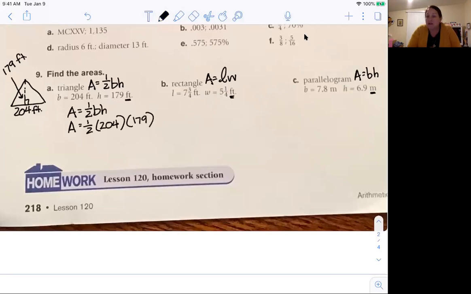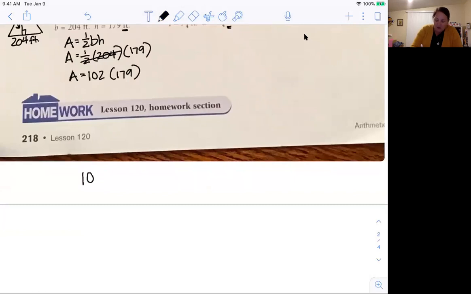Now, which is easier to take half of, 204 or 179? If you said 204, you are correct because it's an even number, and it's easier to take half of an even number. What is half of 204? 102. Good. 102 times 179. Let's multiply it out. I'm going to do it down here. 102 times 179.